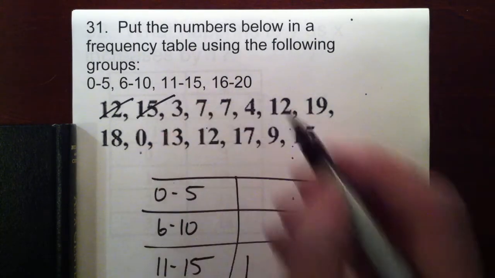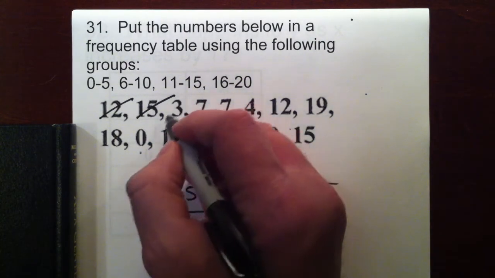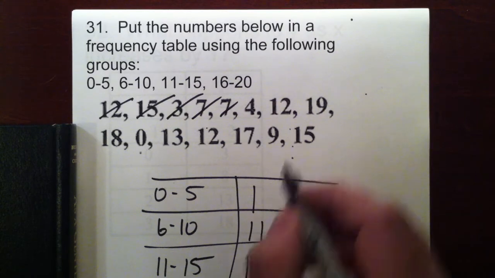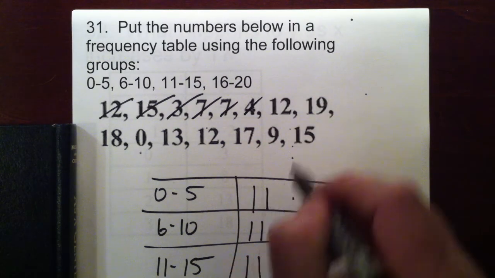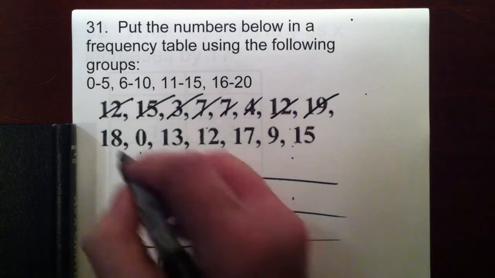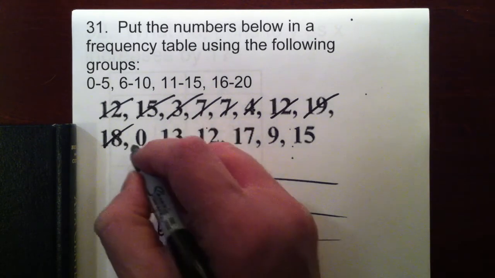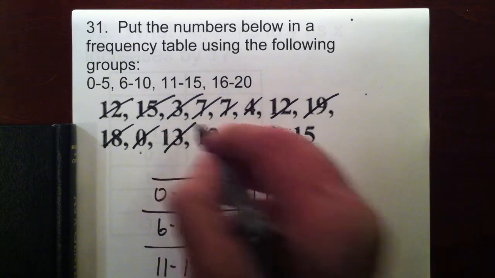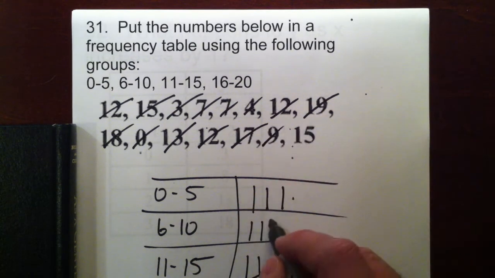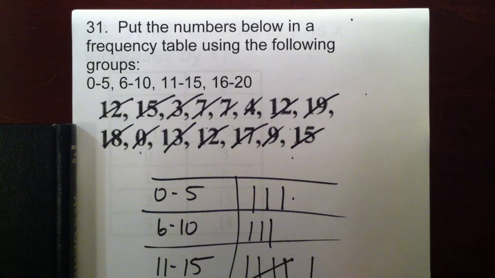Where does the 15 go? Right here, so we put a mark for that. Where does the 3 go? It goes right here. Where do the 7 and the 7 go? Right here and right here. The 4 goes here. The 12 goes here. The 19 goes here. The 18 goes here. The 0 goes here. The 13 goes here. The 12 goes here. The 17 goes here. The 9 goes here. And the 15 goes here.